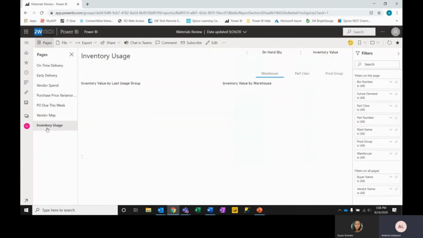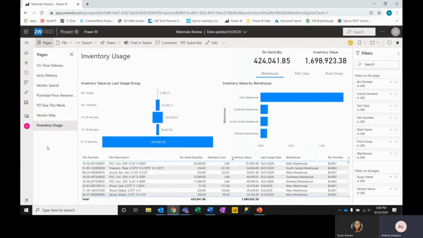And then finally, the inventory tab. This takes all of your inventory across warehouses and looks at the last time that inventory was used. It then groups them into different buckets, allowing you to see active inventory and slow-moving or obsolete inventory.